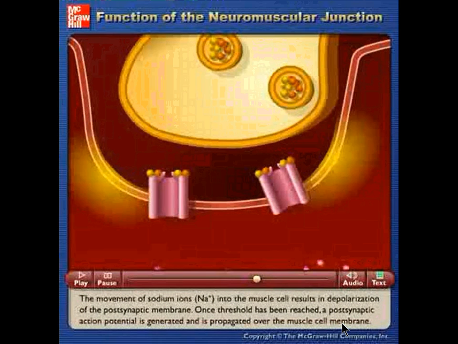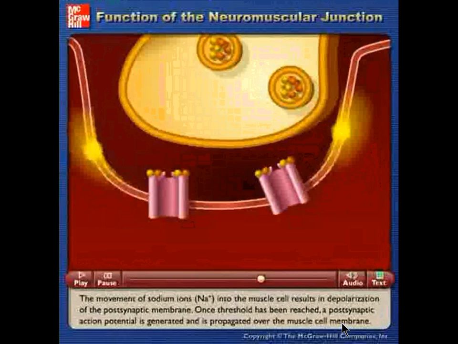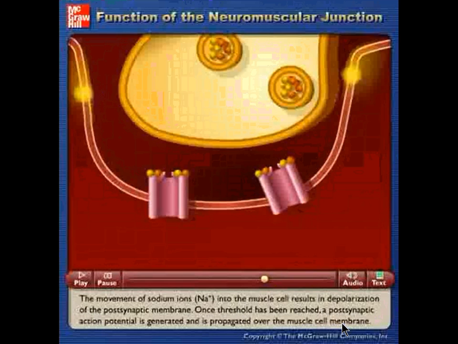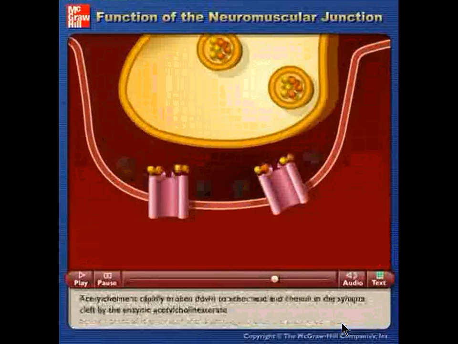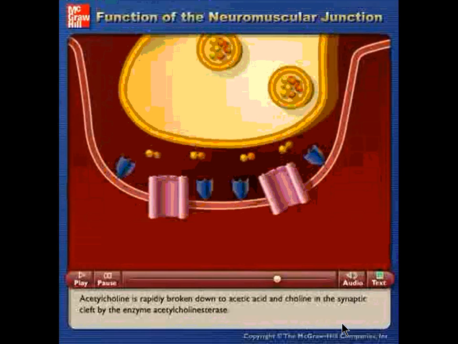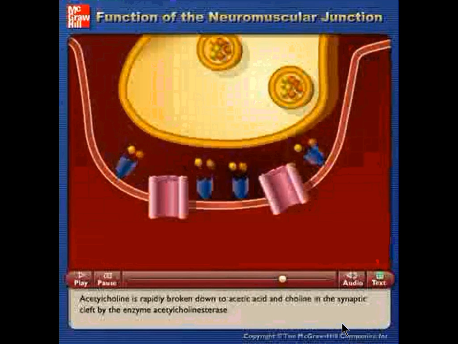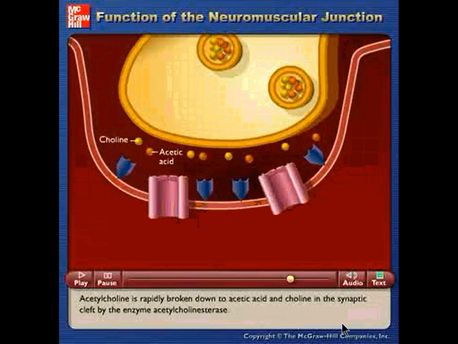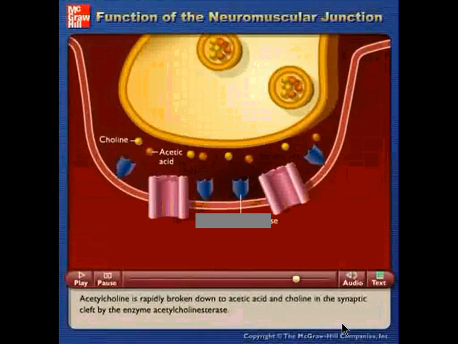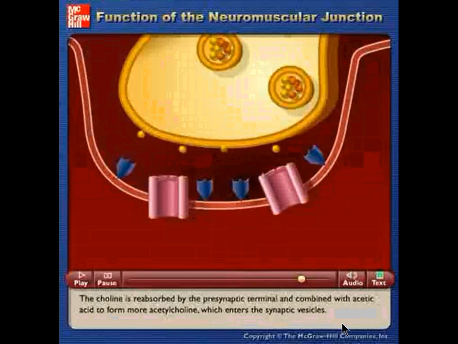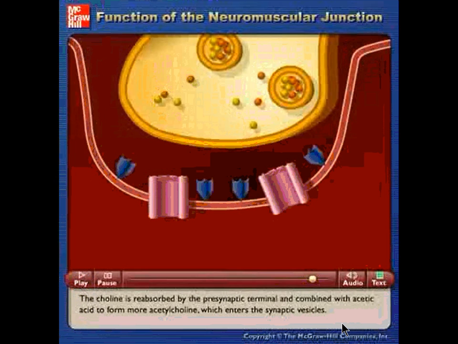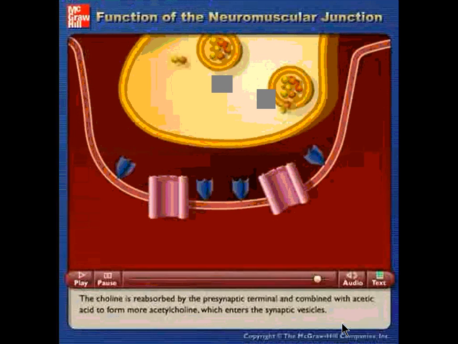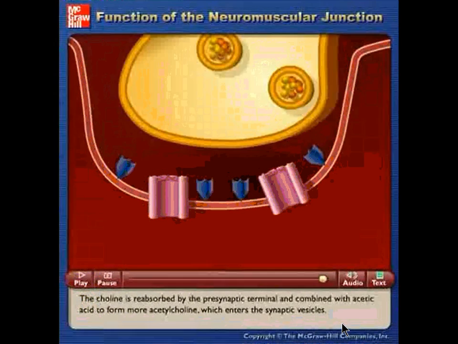Once threshold has been reached, a postsynaptic action potential is generated and is propagated over the muscle cell membrane. Choline and acetic acid are released into the cleft by the enzyme acetylcholine esterase. The choline is reabsorbed by the presynaptic terminal and combined with acetic acid to form acetylcholine, which enters the synaptic vesicles.